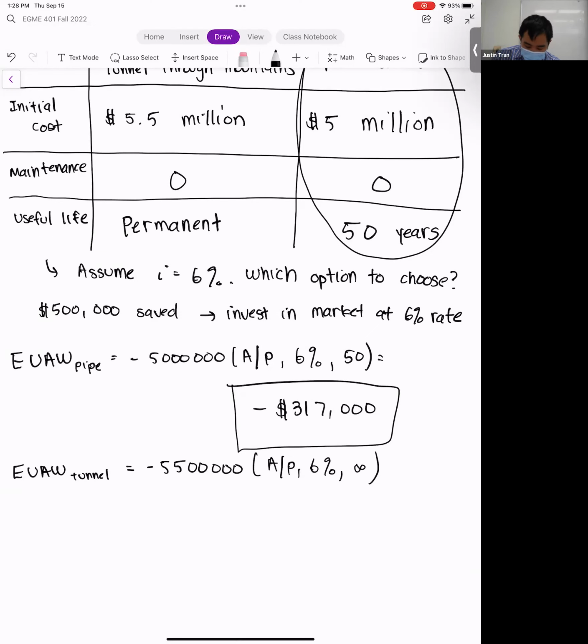And so obviously, we can't actually compute this. Probably you guys have looked at the compound interest table a lot, but there's no line for infinity. And so the question is, if we have an infinite useful life, how do we compute the EUAW, or what's our option? Well, one option that we have is to use our concept of capitalized cost.